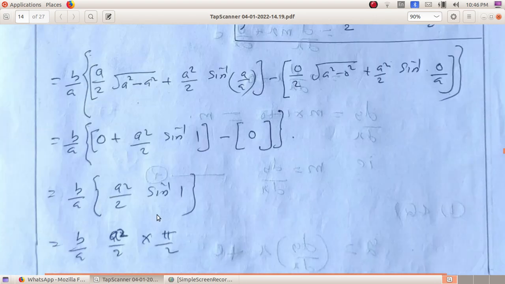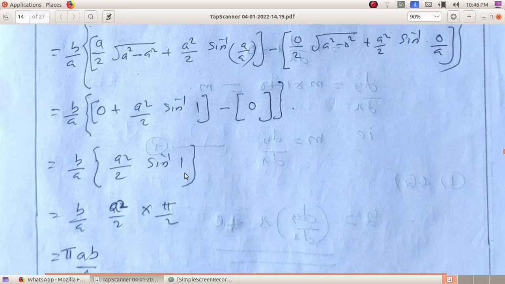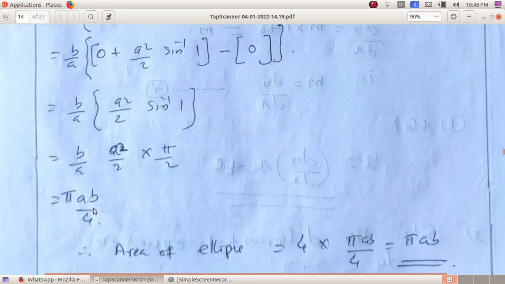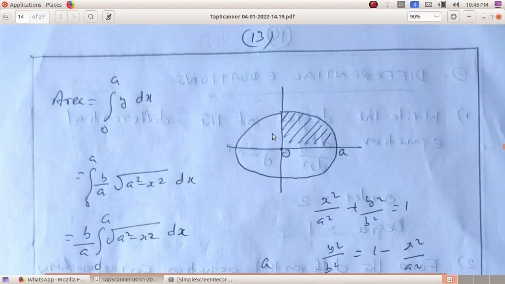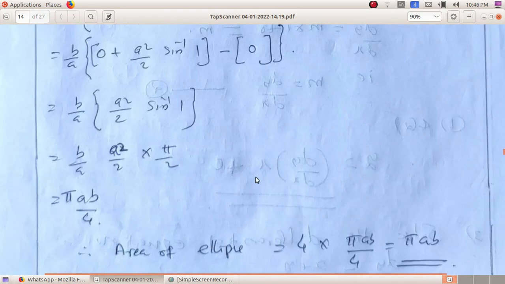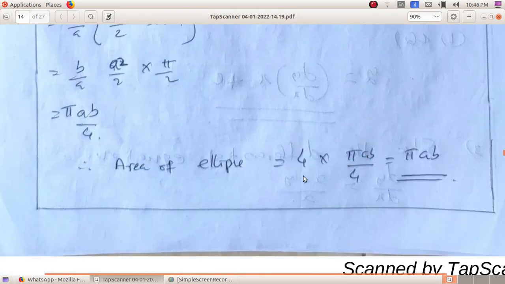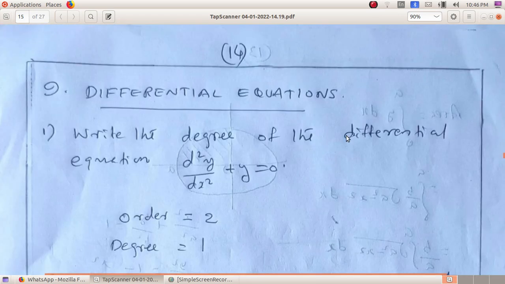What is sin inverse 1? Pi by 2, because sin 90 is 1. So sin inverse 1 is equal to pi by 2. Right. So 2 into 2, 4. So pi into a, one a can be cancelled. Pi into ab divided by 4. That is the area for this part only. Then we have to multiply by 4 to get the whole area. 4 into this answer, so the 4s are cancelled. Pi ab will be the answer.